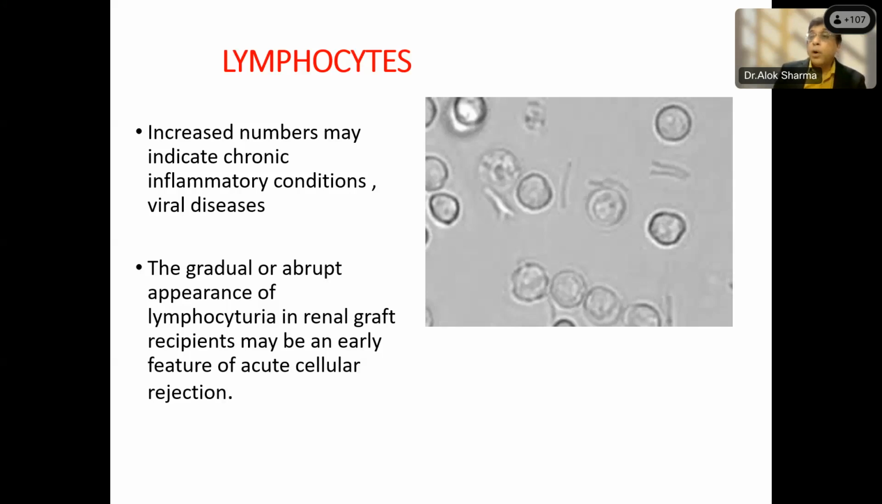And if you are in a setup where renal allografts are being done and you are being called upon to do the urine sediment examination in patients who have undergone transplantation, some studies have shown that a gradual or an abrupt appearance of lymphocyturia, or abnormal level of lymphocytes in urine, is an early feature of acute cellular rejection. There have been several studies on that, although the significance and how you do it in practice is slightly different. You can have varying views.